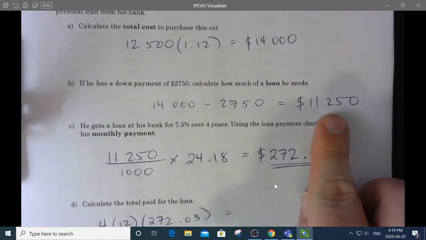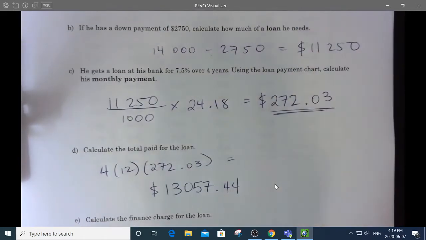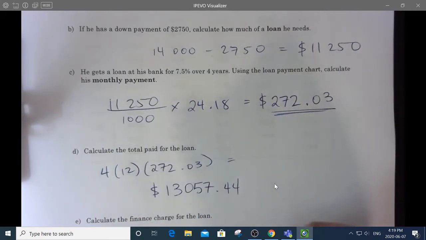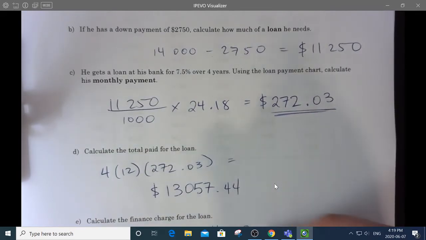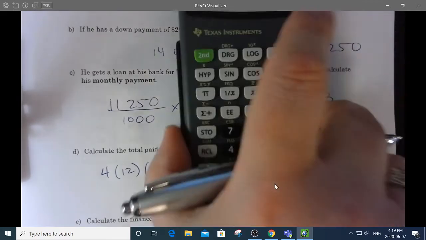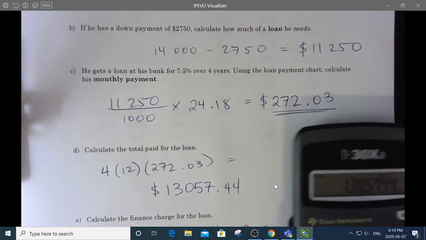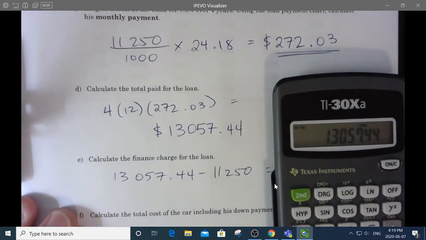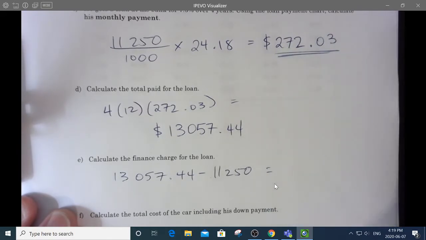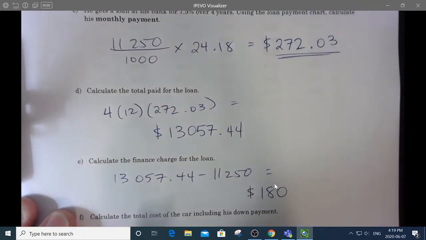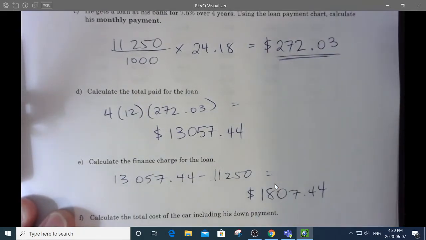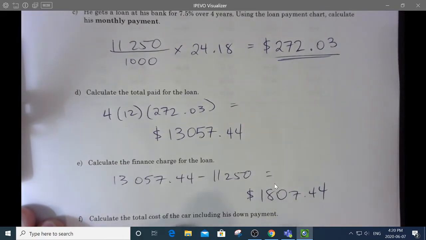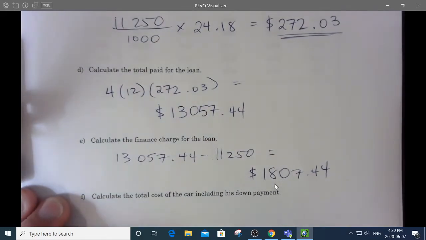And calculate the finance charge for the loan. He actually only borrowed $11,250. Here's how much the bank is actually making off of him, right? Remember, banks are not a public service. They're businesses, and they're there to make money. And here's how much money they made off of this guy: $13,057.44 minus the $11,250 that he actually borrowed to buy the car. That was a $1,807.44 finance charge.